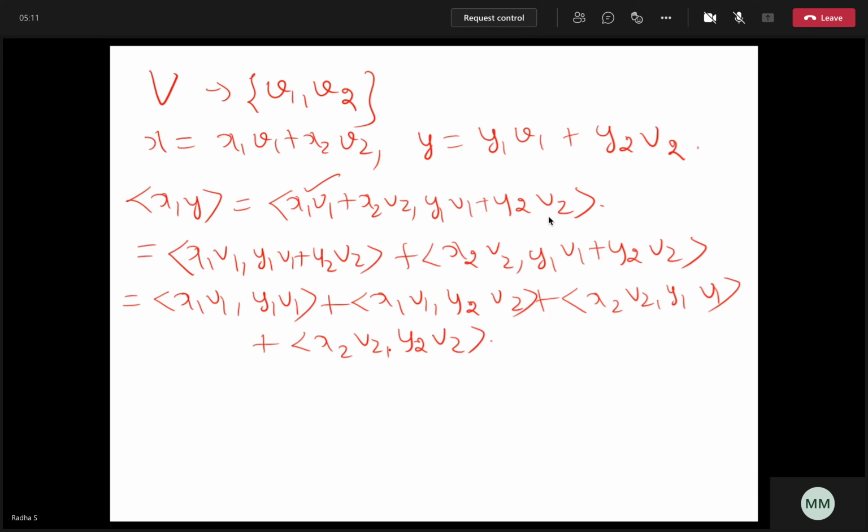Yes, ma'am. Okay, what is the next step? How to write this? x1 and y1 are like scalars, k. So you remember, what is k x comma y? It is k times x comma y. So here also if you have k, you can take k outside, k square into the inner product of x comma y. So can you apply this property here and say what will happen here?